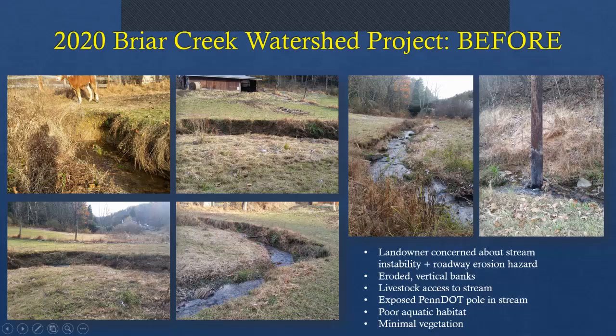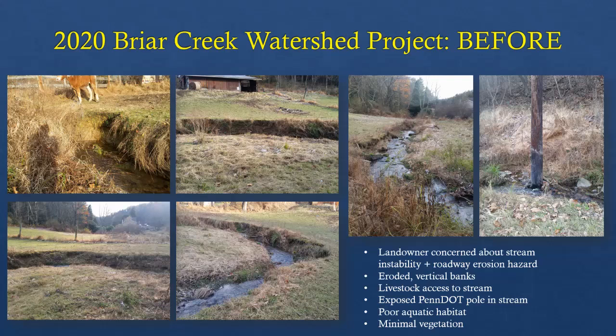So this is the area before we got started. The landowner was mostly concerned that the stream was moving pretty rapidly throughout the landscape, especially after these high energy precipitation events. And he was also concerned, if you've noticed on that picture all the way on the right, PennDOT actually had a pole in, and it was originally not in the stream, but it ended up in the stream as it migrated. So we had a PennDOT pole right in the middle of the stream, and on the other side, that bank is a roadway. So it was kind of a hazard as well. So we were dealing with that.